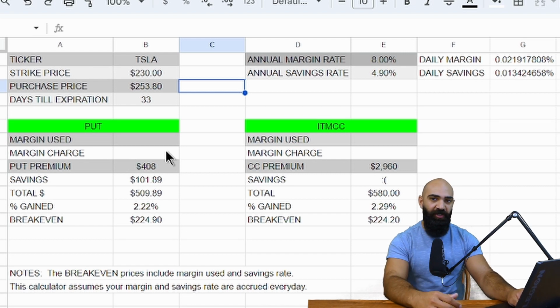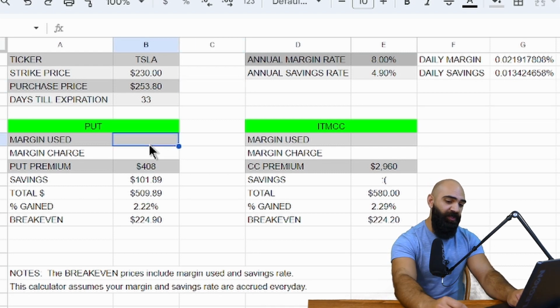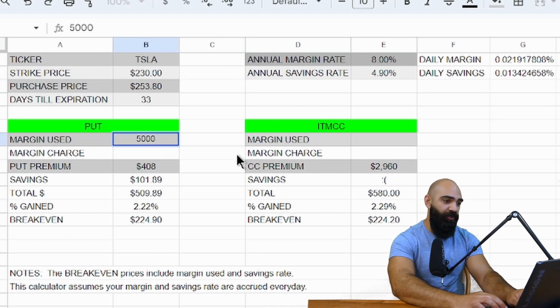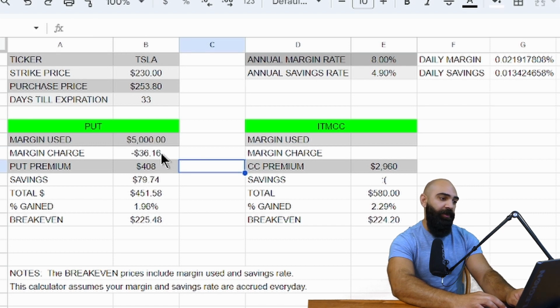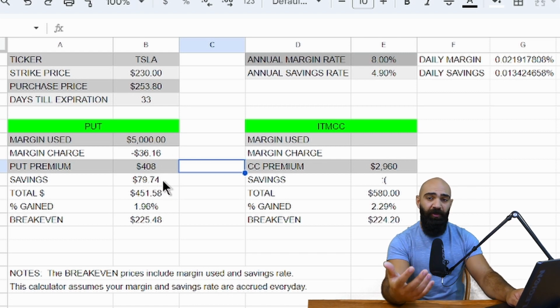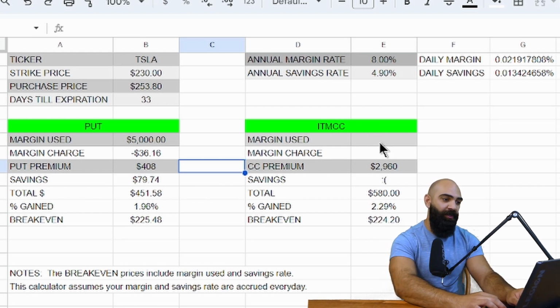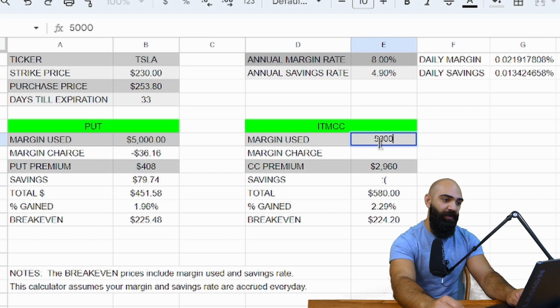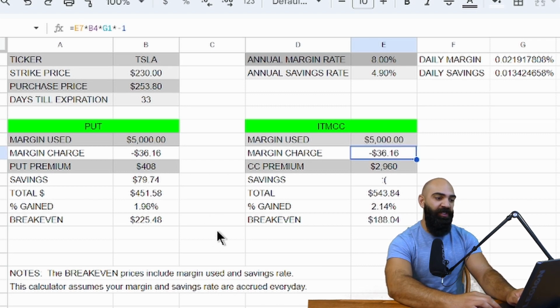Now let's just add on some margin to this. Let's say we didn't have $25,000, $23,000 sitting around in our account. And let's say we had to use $5,000 worth of margin. Now you can see it's going to auto-populate $36 was taken out from the account. And this is also going to affect our savings rate because we didn't put up $23,000 worth of cash anymore. We put up $18,000 worth of cash. So your savings rate is going to be adjusted. So let's say we used margin again. And now you can see the formula is adjusted again.